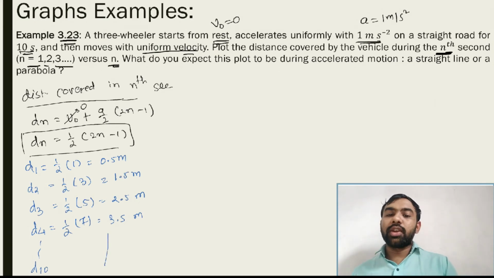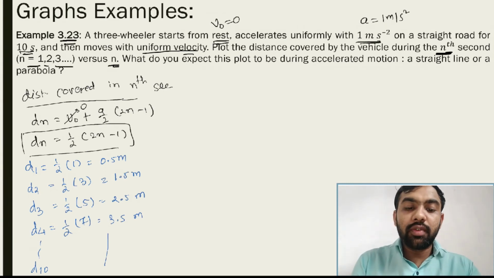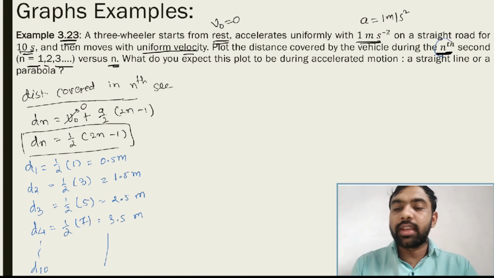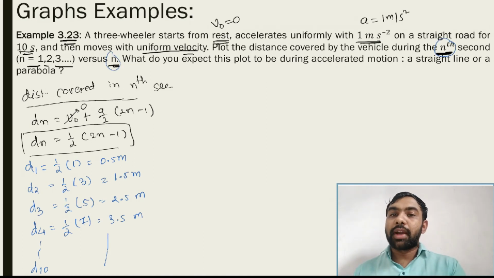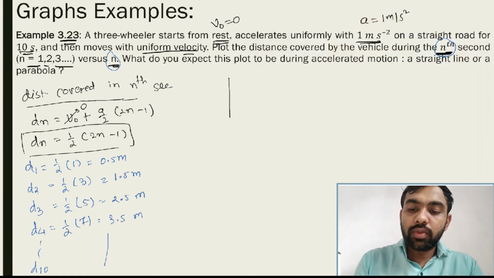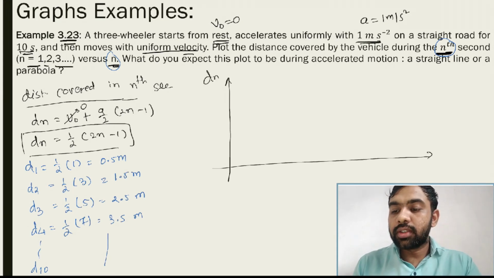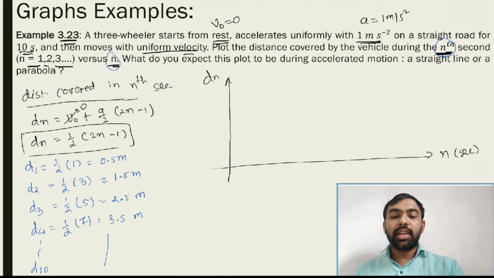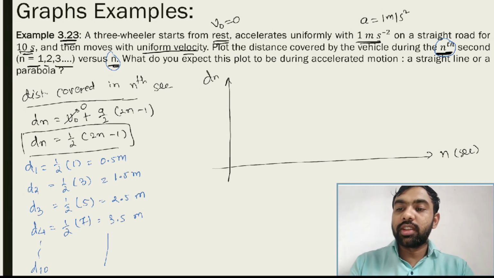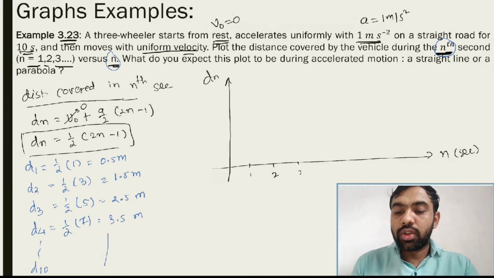And thus it continues increasing. So how do we draw this graph? We just consider the distance covered in the nth second versus n, meaning 1, 2, 3, 4, 5, 6, 7, 8, 9, 10. So let's draw the graph, dn versus n. n is the time in seconds. 1 second, 2 second, 3 second, 4 second. So consider 1, 2, 3, 4, 5 and so on.